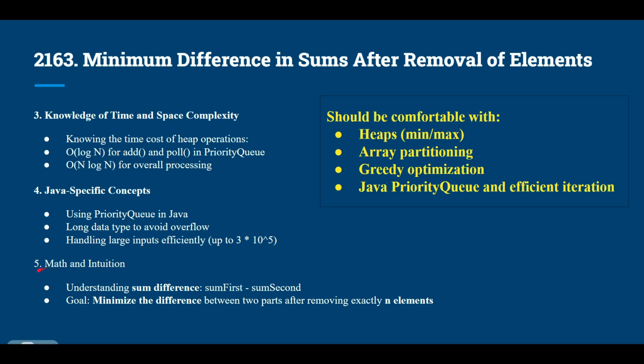If we talk about the math and intuition, we just need to find the sum of the first part and the sum of the second part, and get the difference. That is our goal: to minimize the difference between the two parts after removing exactly n elements. So what should you do before writing the code? You should be comfortable with heap, array partitioning, greedy optimization, and the Java priority queue, and efficient iteration. At least these four concepts you should be aware of.